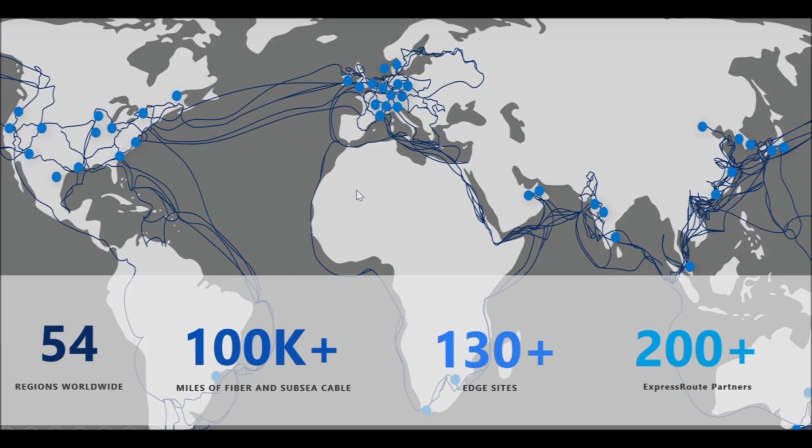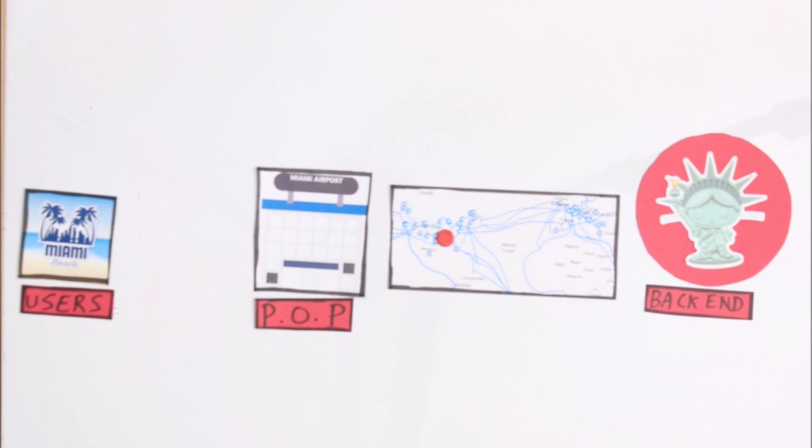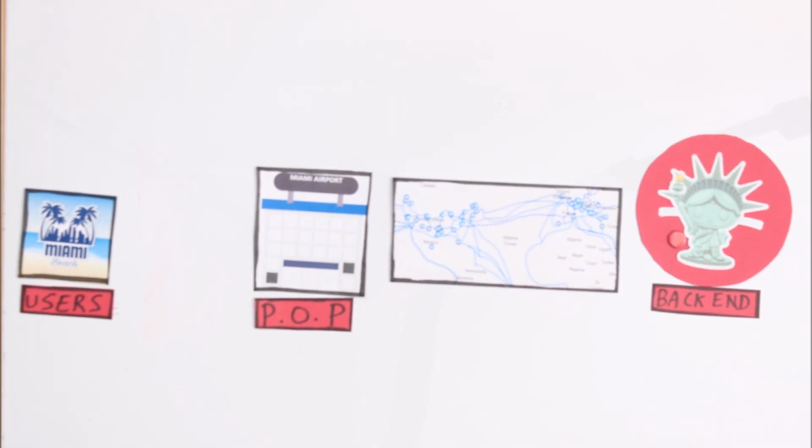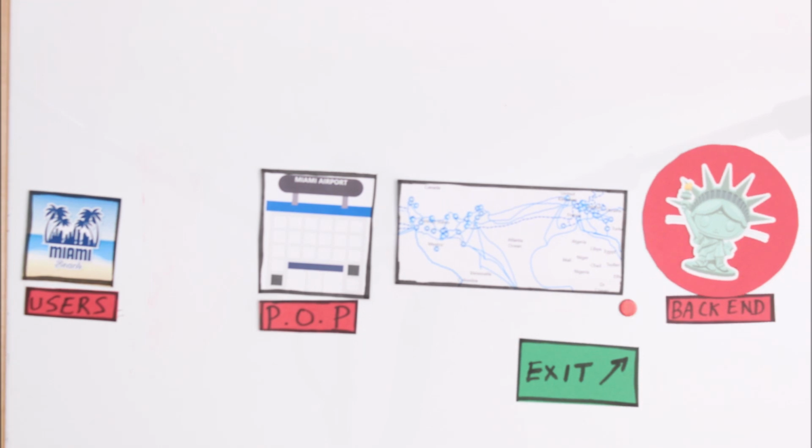Now, let's go back to our analogy. This connectivity from the backend server to the point of presence happens over a premium global Microsoft network. Even if your backend environment is not hosted on Azure, you can still leverage Azure Front Door to offload the traffic to the nearest exit.